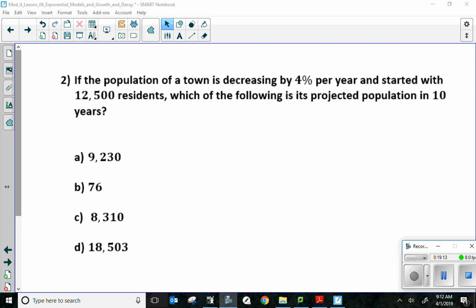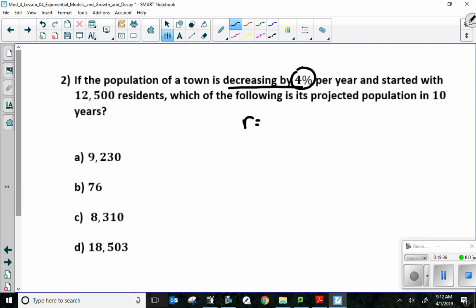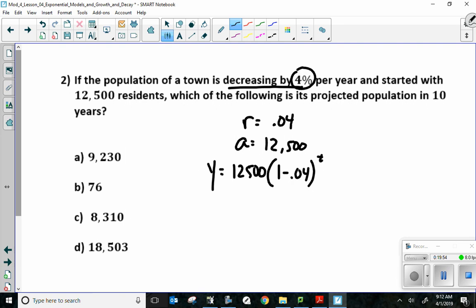If the population of a town is decreasing by 4% per year and started with 12,500 residents, which of the following is a projected population in 10 years? If you want to go ahead and do this, you can pause this because I'm about to do it now. So the population of the town is decreasing by 4%. That means my rate, it's decaying by 0.04. My initial amount was 12,500. So if I were to write this, y would equal 12,500 times (1 minus 0.04) to t.